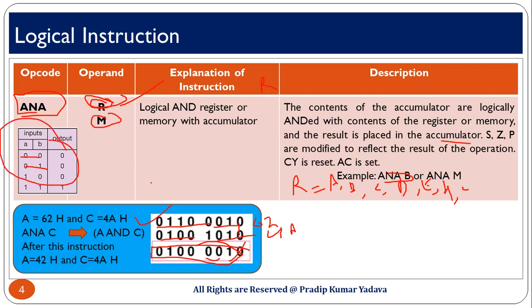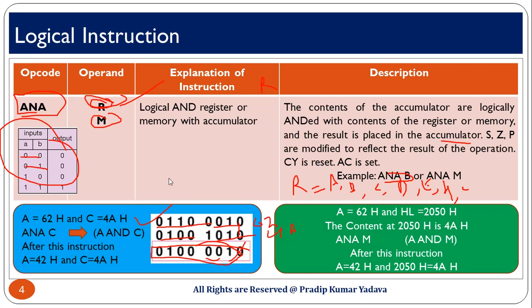Okay. Same in the case of M. What we are doing here, basically we are going to perform AND operation with the content of accumulator and the content of M, and M means, suppose the content of HL is 2050, and at this memory location suppose some data is stored, so that data is called M. So, here we are going to perform AND operation between the content available at this location and 62. Okay. So, here suppose the content of this is 4A.